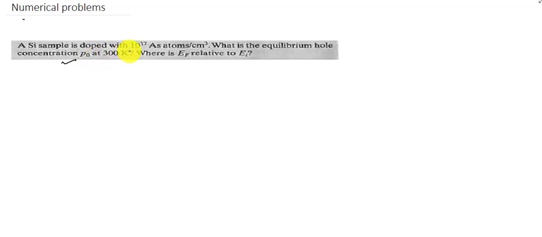And also we have to find the location of the Fermi level. After drawing the energy band diagram of the semiconductor, we have to locate the Fermi level. From this question we can see that the sample is a silicon sample, and this silicon semiconductor is doped with arsenic atoms.